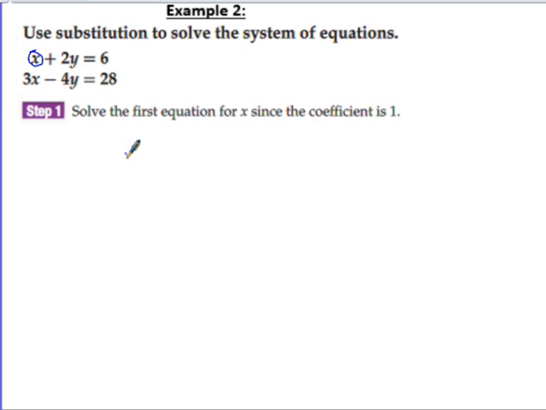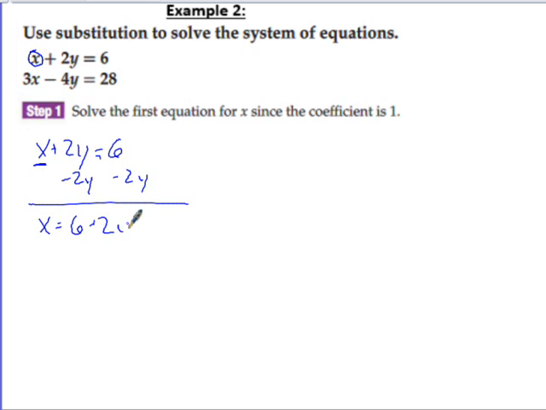That's the easiest one to solve for because you don't have any division, so you don't have any chance of creating fractions. So what I'm going to do is I'm going to take that first equation, x plus 2y equals 6, and I'm going to go ahead and solve for x. I'm going to get x by itself. So I'm going to subtract 2y from both sides, and I have x equals 6 minus 2y. Alright, from here on out, this is just like the first example that we did. So step 1 was to solve for a variable. Step 2 is to substitute. So I have 3x minus 4y equals 28. That's my second equation.